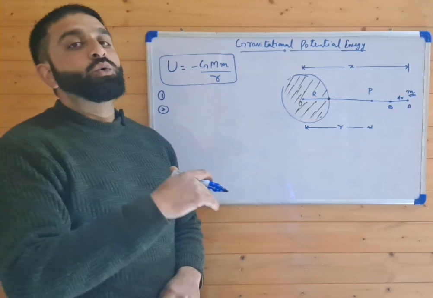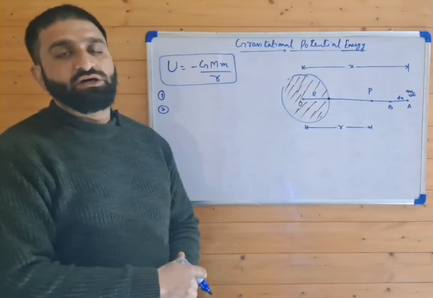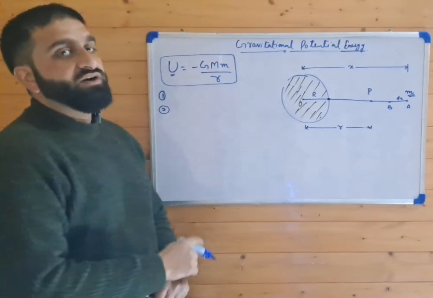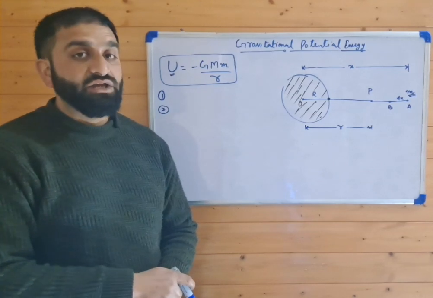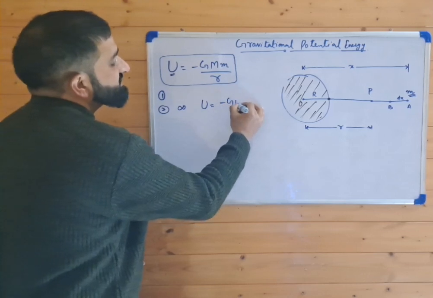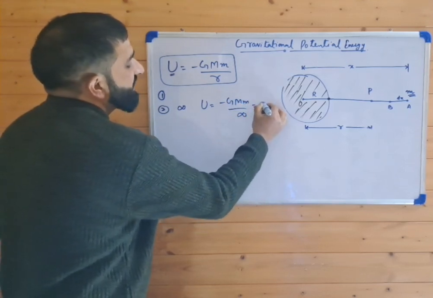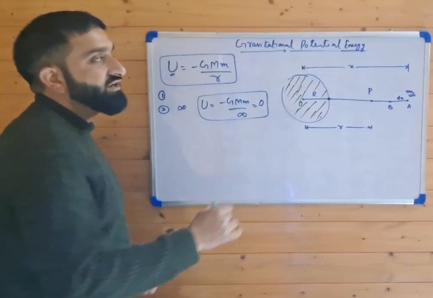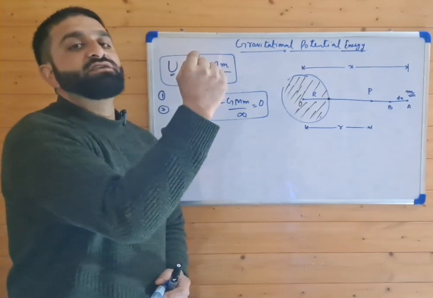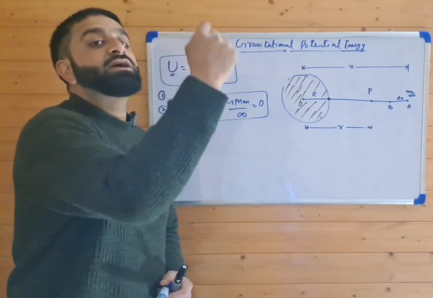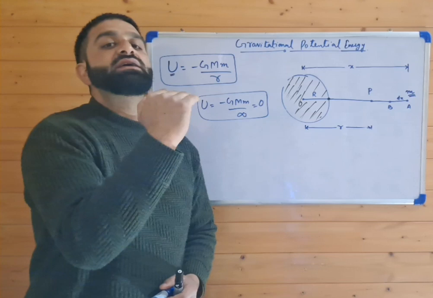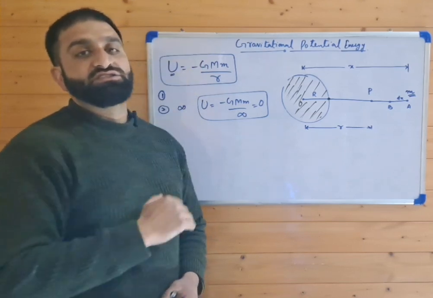Point number 2. As the body goes away from the surface of the earth or the center of the earth, the gravitational potential energy increases. Why does it increase? Because it becomes less negative. At infinity, U is equal to minus GMm divided by infinity, that is equal to 0. So at infinity it becomes maximum. That means when the body is going away from the surface of earth, its potential energy increases. That is, it becomes less negative, but at infinity it is maximum, equal to 0.